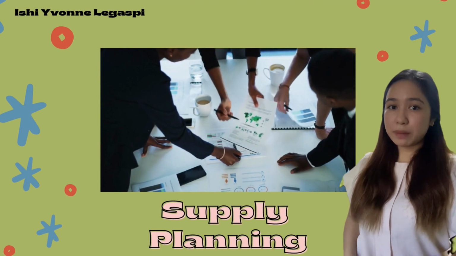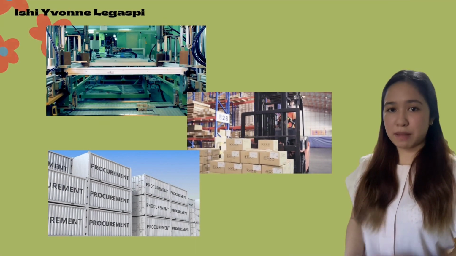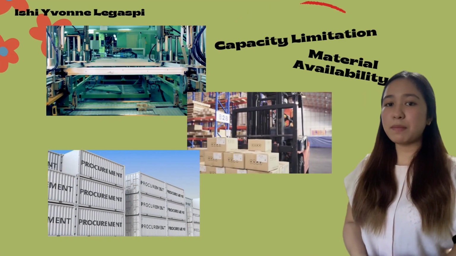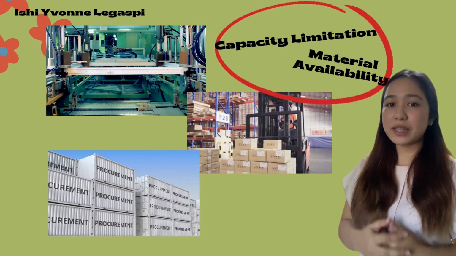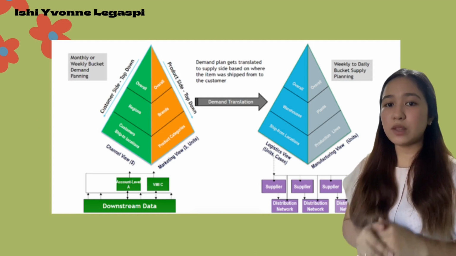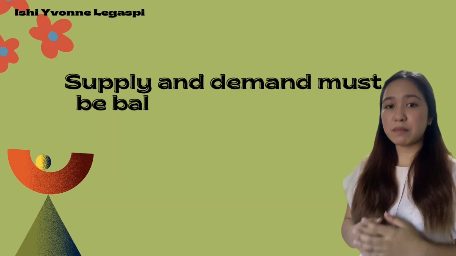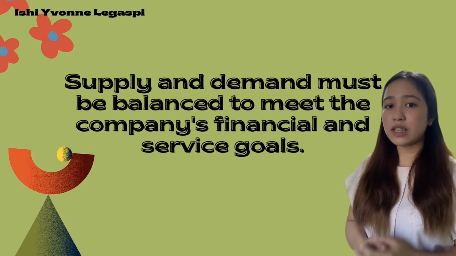On the other hand, supply planning encompasses the full process of planning distribution, production, and procurement operations in response to the demand estimates, taking into consideration capacity limitations and material availability. When a demand plan is in place, supply planning is used to determine the most efficient means of meeting those needs, which is a part of supply chain management. Therefore, supply and demand must be balanced to meet the company's financial and service goals.